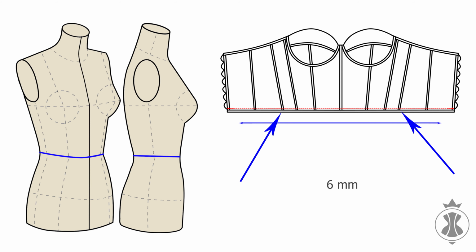Do you remember that we needed to add 0.6 centimeters along the waistline? And we have added 1.3 centimeters. It means that there are 7 millimeters more to get rid of, and we should remove this amount from the side seam. 1.3 minus 0.6 equals 0.7 centimeters.